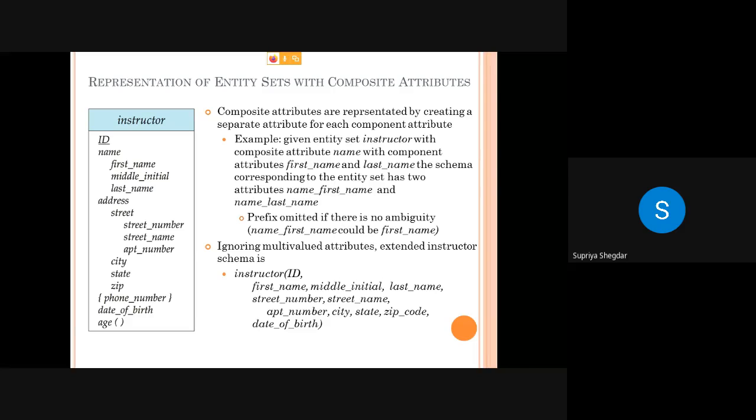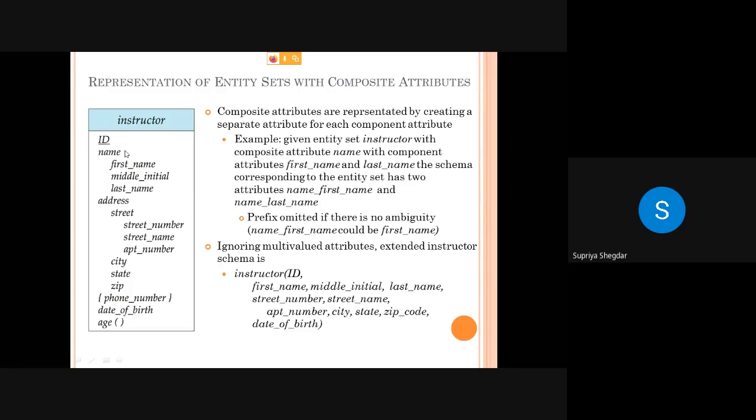Then the representation of the entity set with composite attribute. Okay, so we know that these are the composite attributes, meaning name, address, etc. The composite attributes are represented by creating a separate attribute for each component attribute, because in the database we cannot create such kind of hierarchy while creating the table or while creating the schema. So the solution is we have to use separate attributes for first name, middle name, and last name.